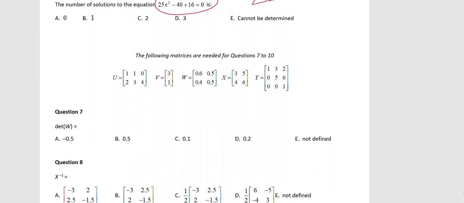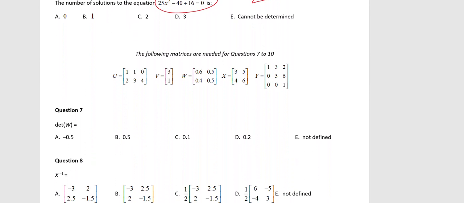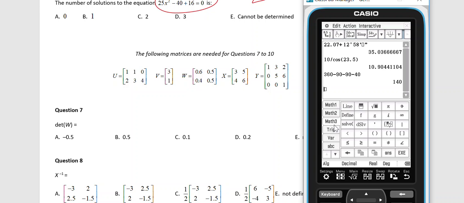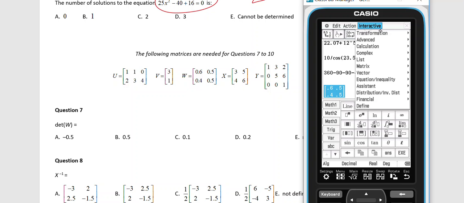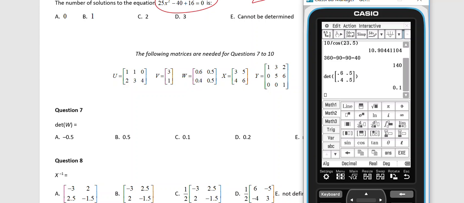Question 7, the determinant of W is... go on your calculator, type in the matrix. We've got 0.6, 0.5, 0.4, 0.5. Highlight it, go interactive, matrix, calculation, det. So the determinant is 0.1.